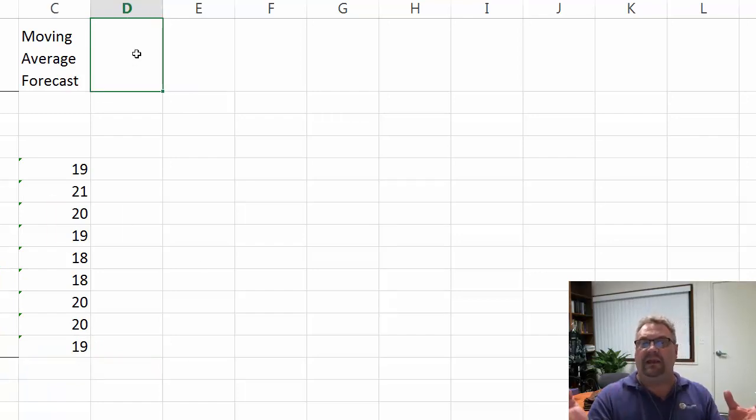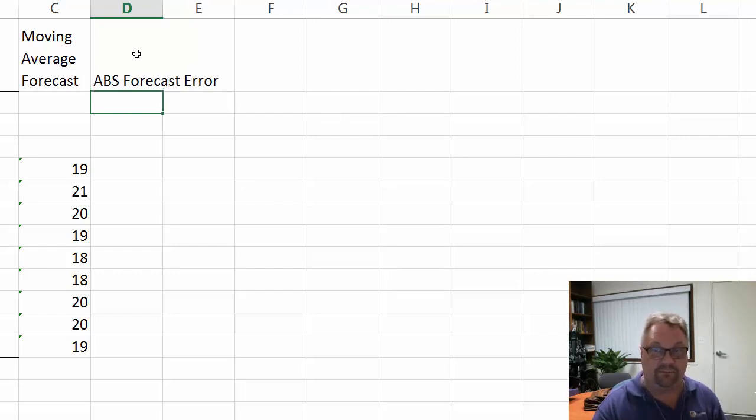And then, how accurate, how good is this? Well, in the last video, what did I do? I did the forecast error. I hope I convinced you that the average of the forecast error is really crappy because it's got the pluses and the minuses. So I'm just going to skip right to the absolute value of the forecast error. This is by far a better one.